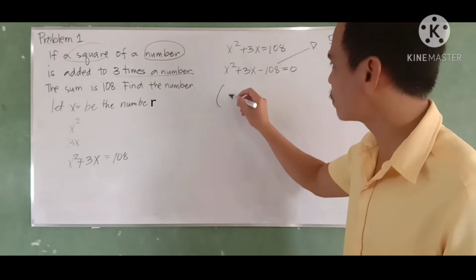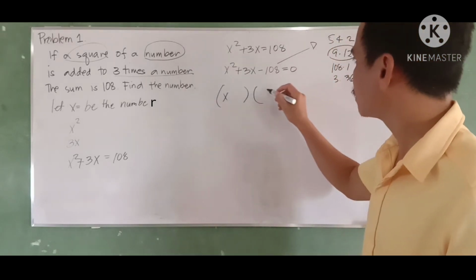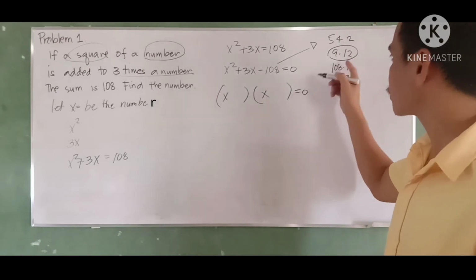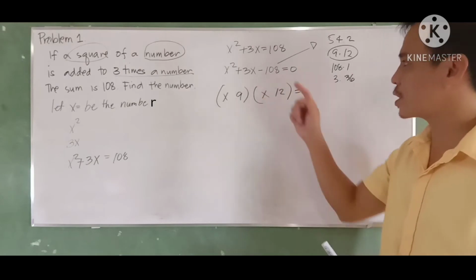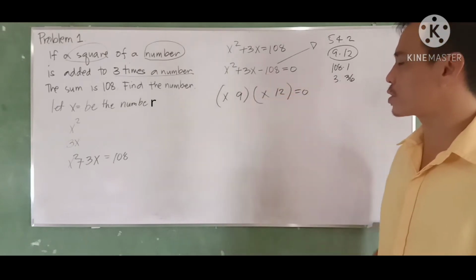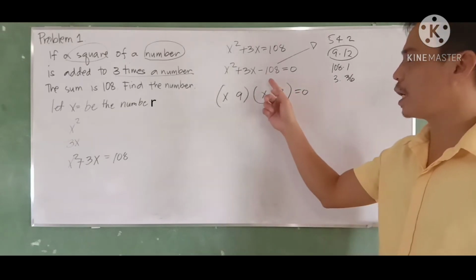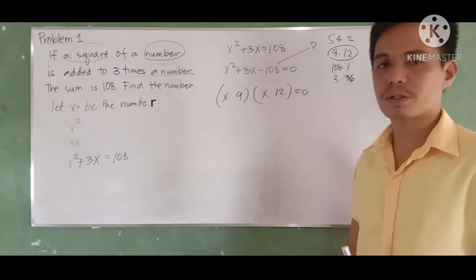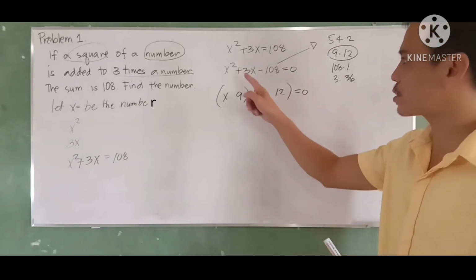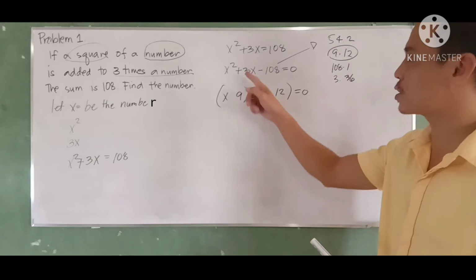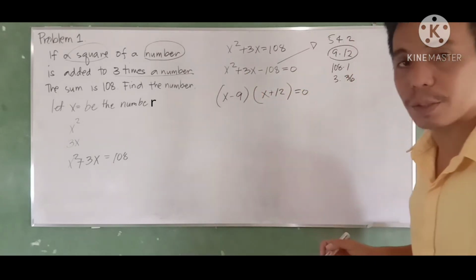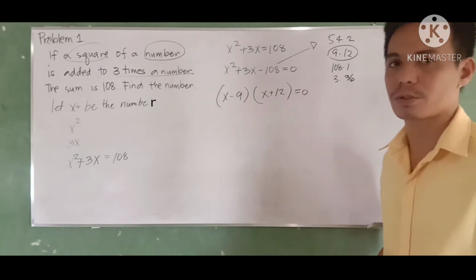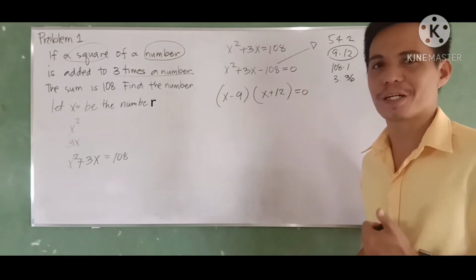Our factors are 9 and 12. So since our constant part is negative, either of our factors are positive and negative. So let's try to look at linear part. Since this is positive, so therefore our bigger number has the positive sign. So there you have it, guys, our factors. I hope you follow, okay?